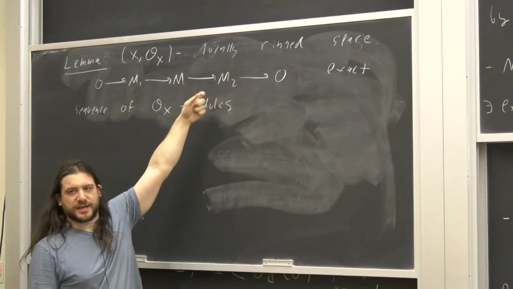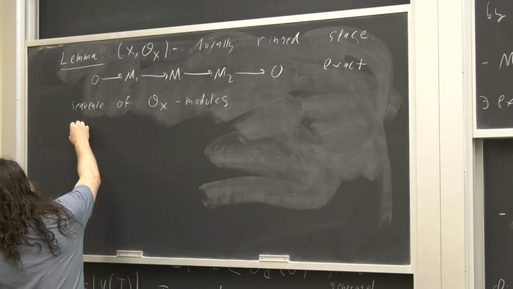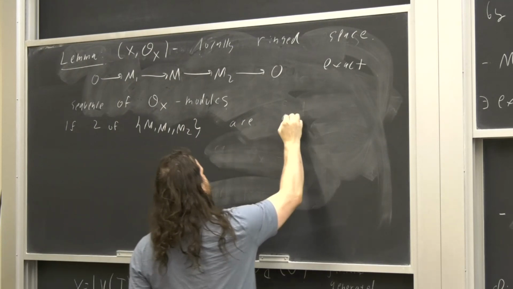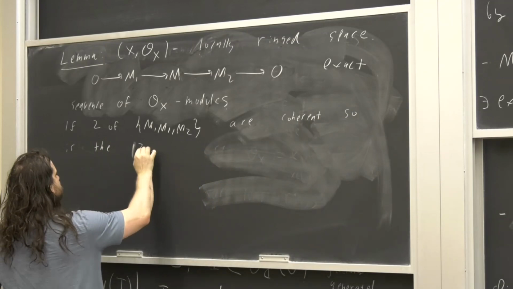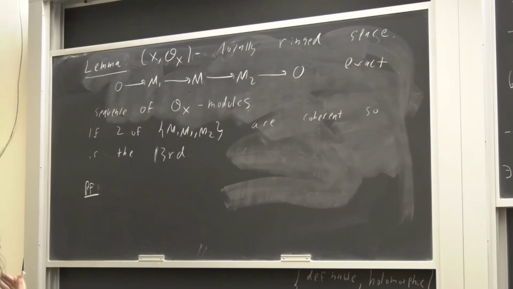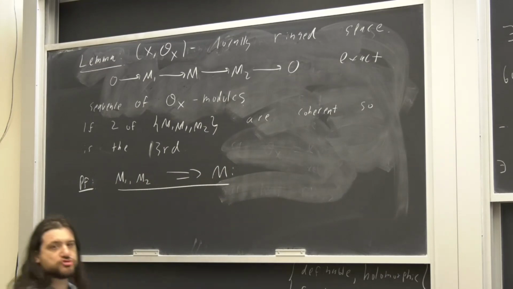You have kernels and cokernels, and it's extension closed. If you take an extension of M2 by M1, that's what this M is, then if the outer two are coherent, so is the middle one. And if two of M1, M2, M are coherent, so is the third. Okay, so let's prove this. Let's start with M1 and M2 being coherent, implying that M is coherent.